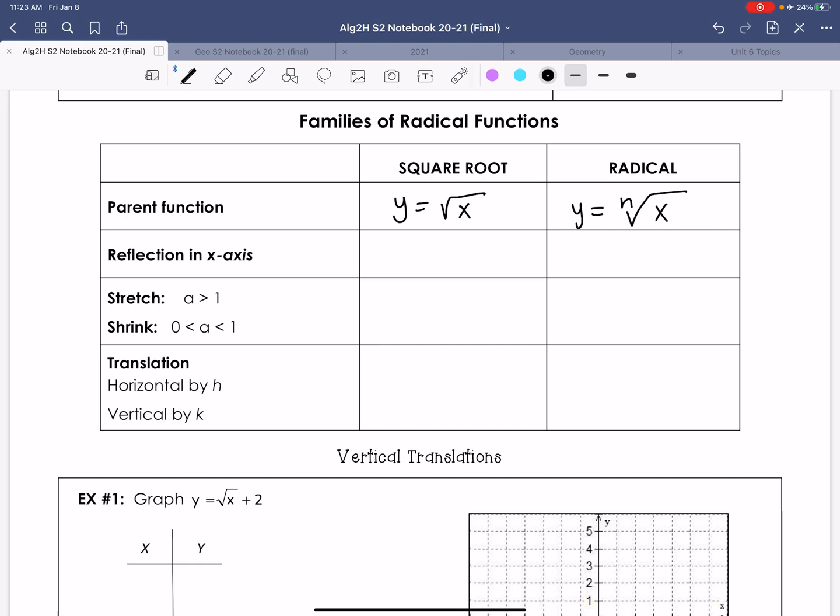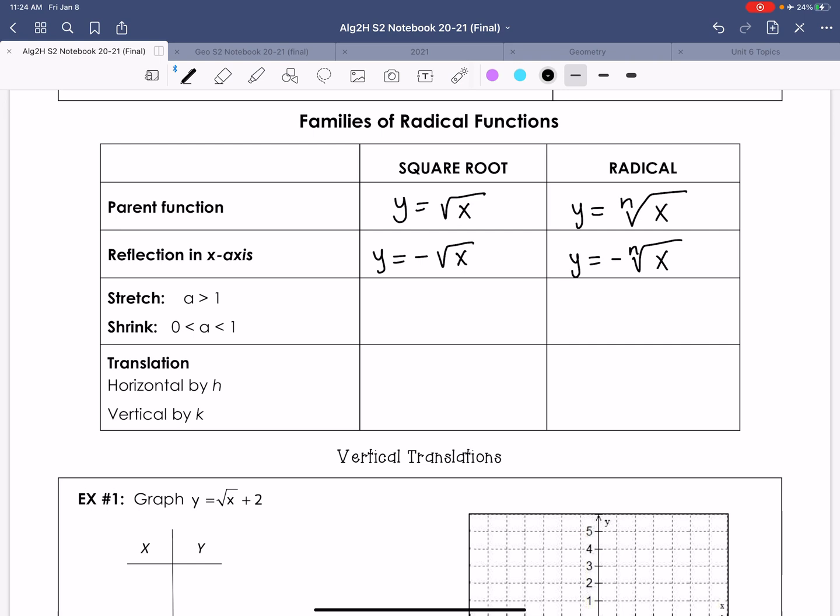Okay, so to reflect across the x-axis, that's where we have that negative out front. So we would have y equals negative square root of x, or y equals negative nth root of x. That's going to reflect it across the x-axis. It's not on here, but we should talk about it: to have a reflection across the y-axis, the negative is on the inside of the function. That will reflect across the y-axis.